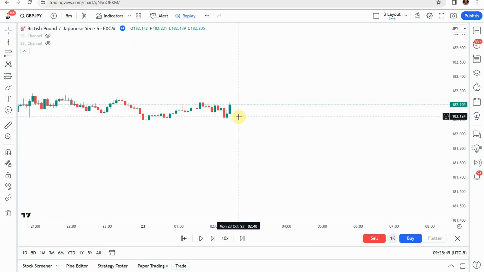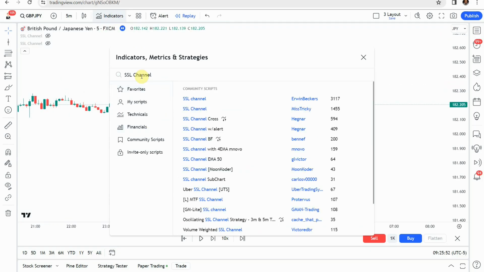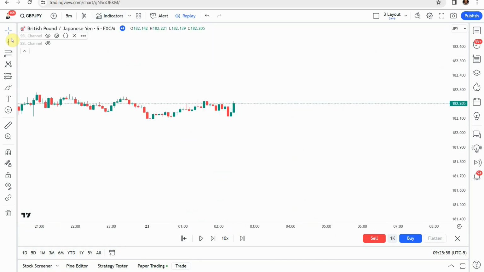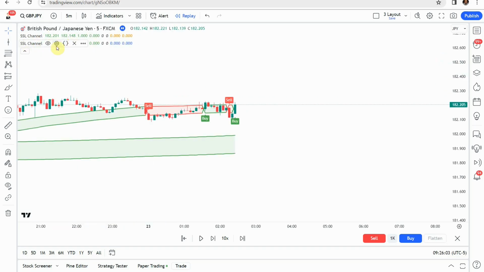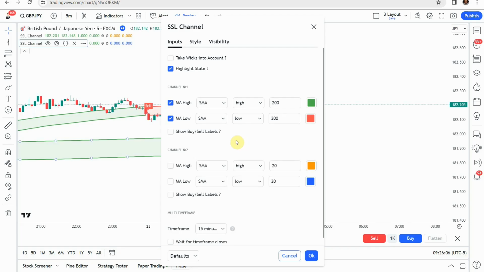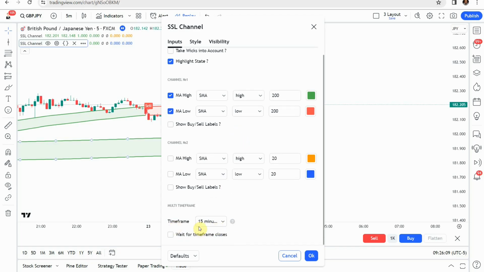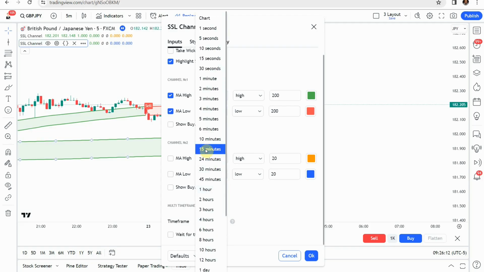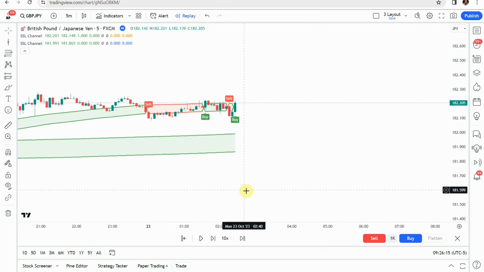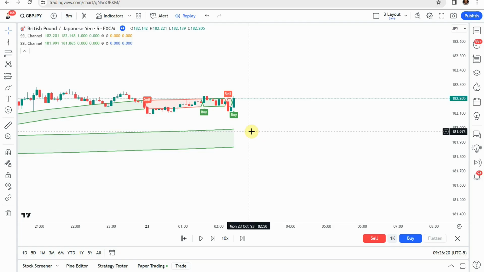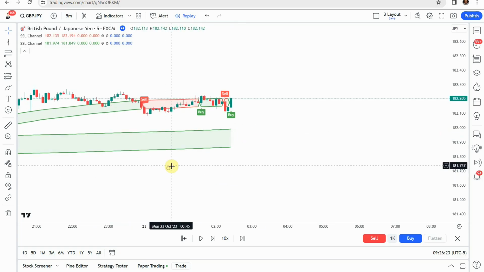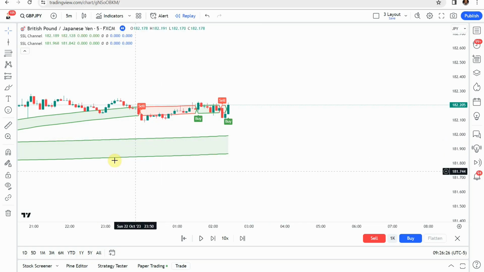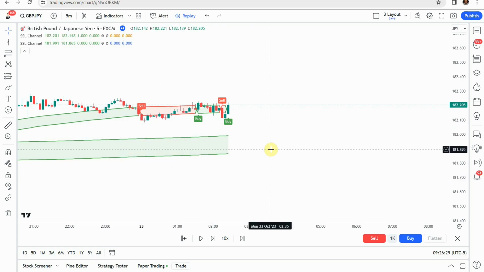So we'll just go ahead and turn that off there. And it is the SSL channel, and it's this one here by Miss Tricky. And so you'll add that to the screen, and again, you will add it twice. And so on the second one, you'll go in and scroll down here to the time frame, and you will move this to the 15-minute time frame. Now, of course, the chart is on the 5-minute time frame, and so that gives us a higher time frame than the chart we are currently on.